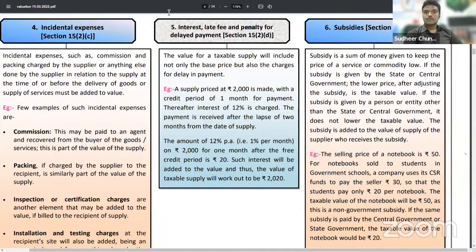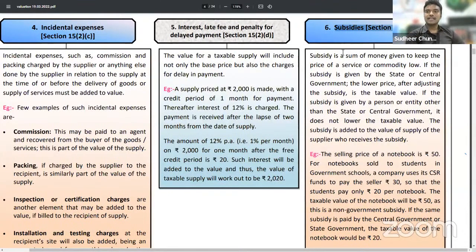Okay. So now coming to topic number 6, subsidies. Whether subsidies form part of the value. Here, non-government subsidy will be included in the value. If we receive any government subsidies, the government subsidies will not be included in the value of supply. I repeat, government subsidies will not be included in the value of the supply.